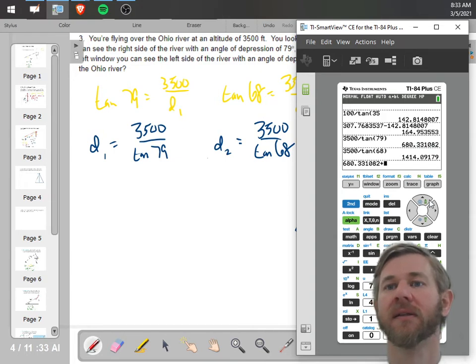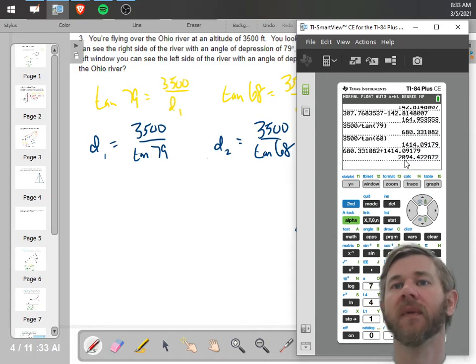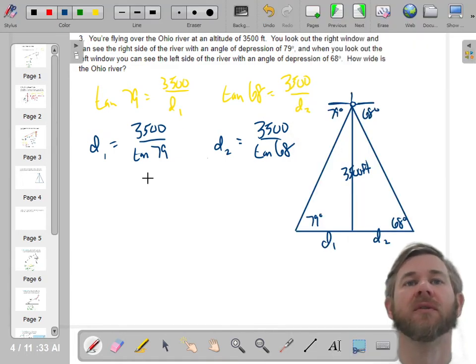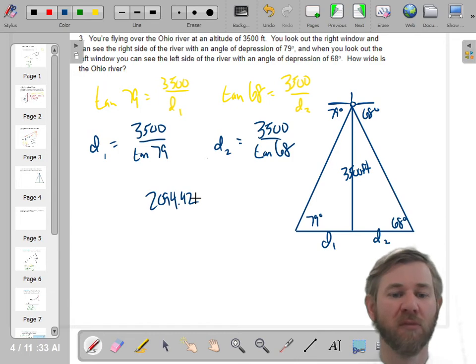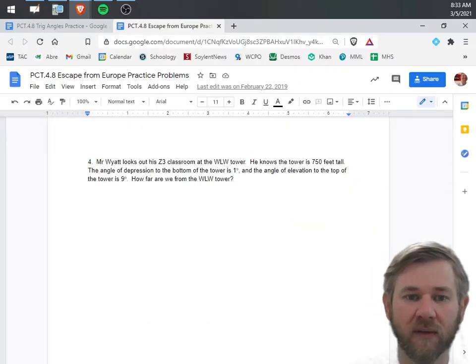So 680 plus 1414, 2094.42. So the width of the Ohio River is 2094.42 feet. Is that right?